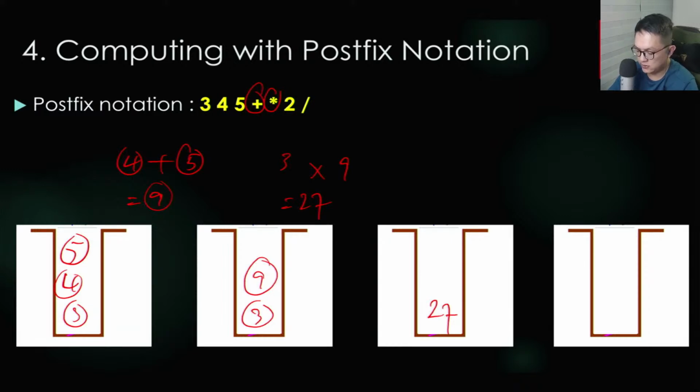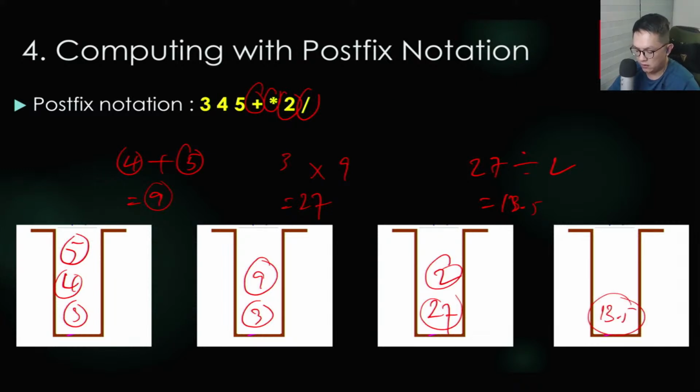Then the next one is a number, so I get 2. Then the next one is a divide. So now I want to divide. The first one to pop out is 2, which will be the second operand, then pop out 27. So this one I'll get 13.5. Then I'll push 13.5 into the stack.